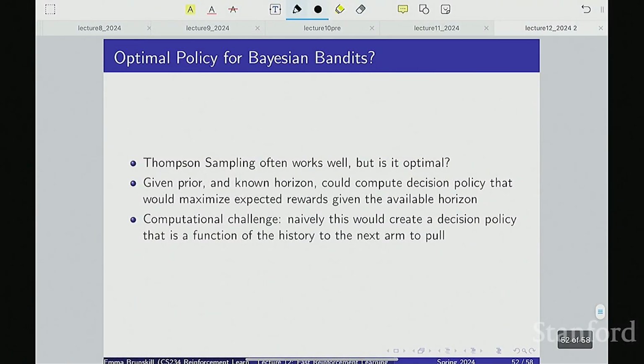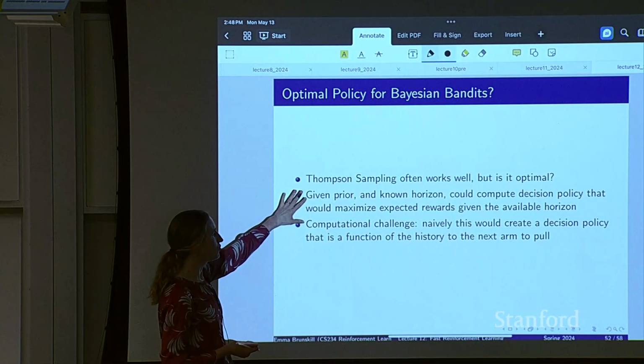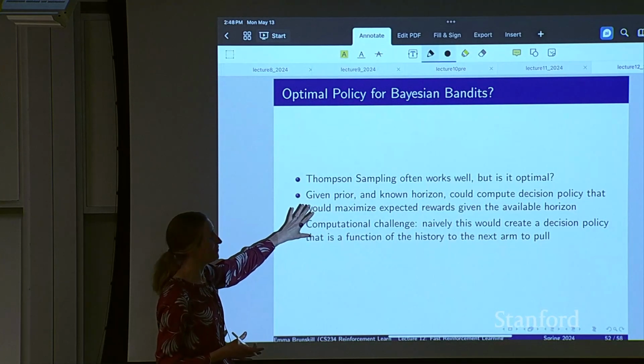So before we end today, I think an interesting question to consider is whether or not Thompson sampling is optimal. Now, we can get nice regret bounds for this case. I know I didn't have a chance to go through that particular proof today, but it's not optimal in general. So it would be really cool if we could get something that was basically perfect.